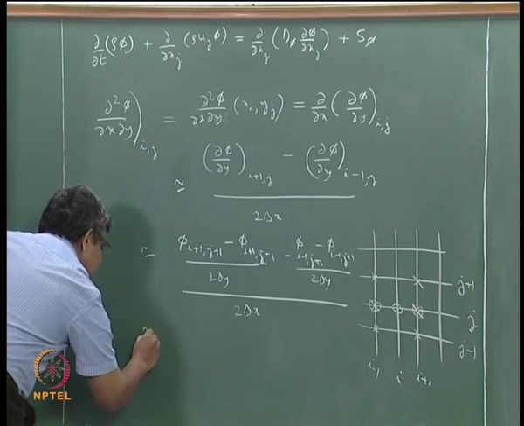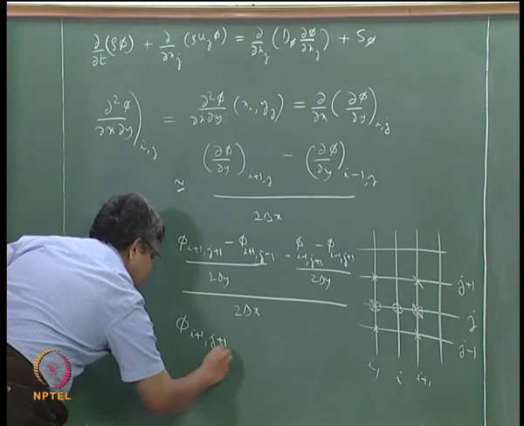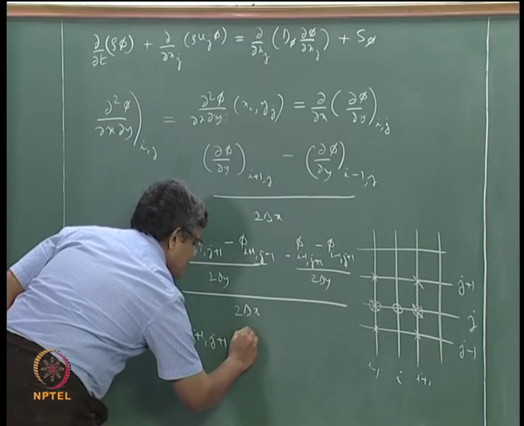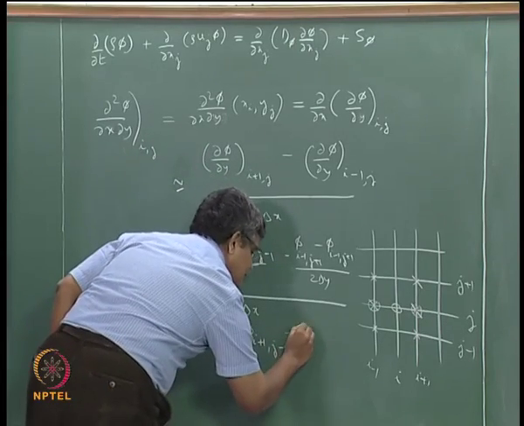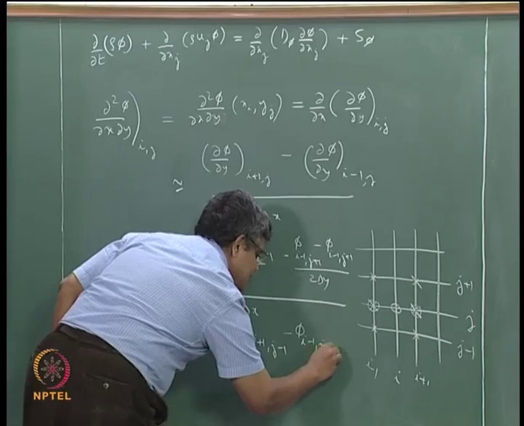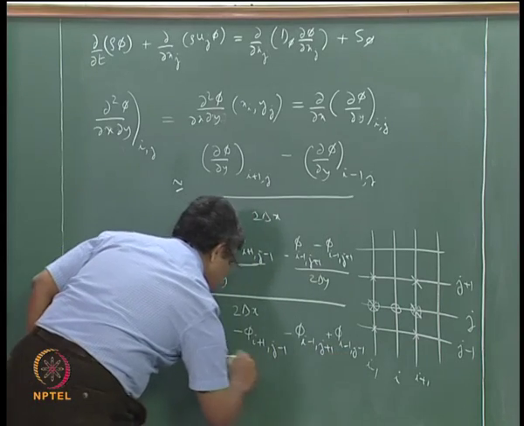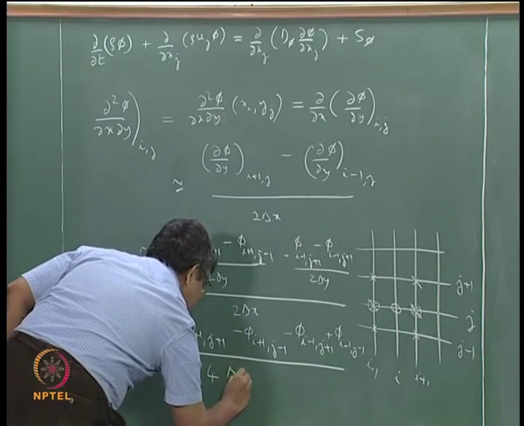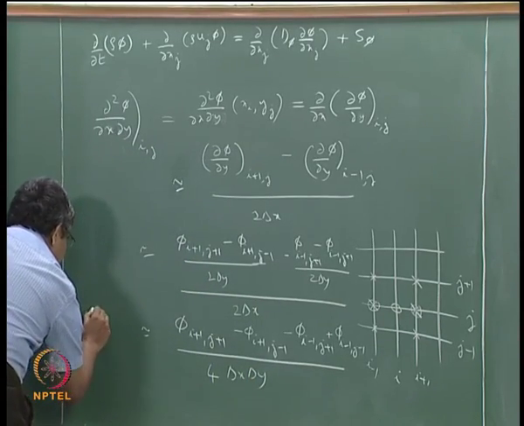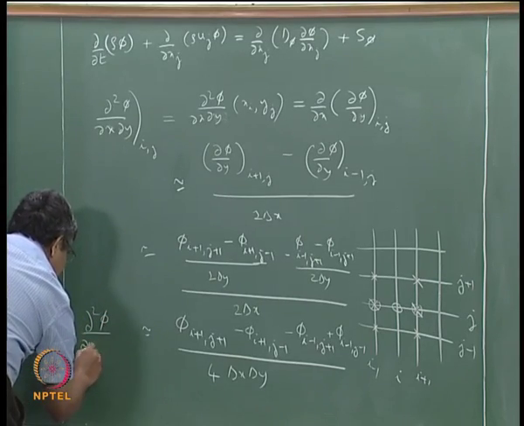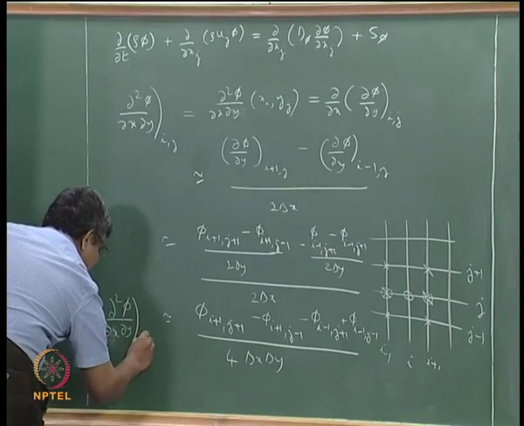So this will give us phi I plus 1 j plus 1 minus phi I plus 1 j minus 1 minus phi I minus 1 j plus 1 plus phi I minus 1 j minus 1 divided by 4 delta x delta y. So this is an approximation for the mixed derivative dou square phi by dou x dou y at point ij.